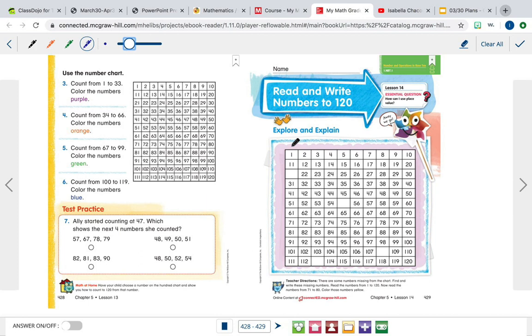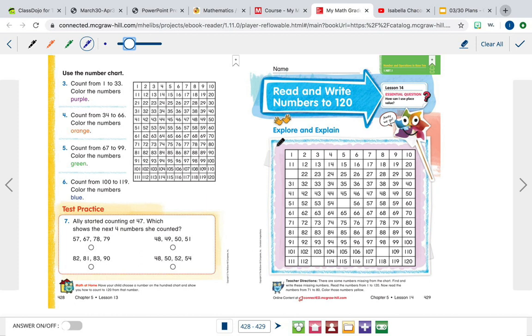So, what we're supposed to do is there are some numbers that are missing from this chart. Remember, this is our hundreds chart. So there are some numbers missing. We're supposed to find and write the missing numbers. So let's count until we find a missing number, okay?